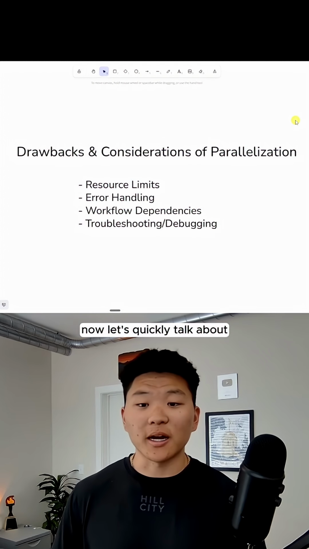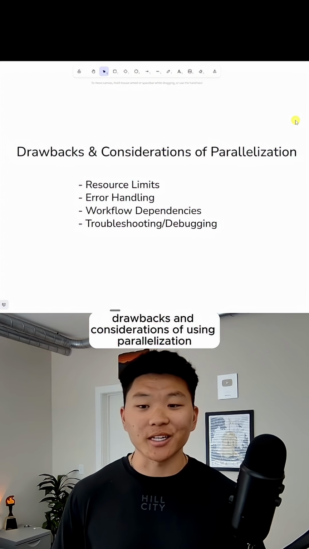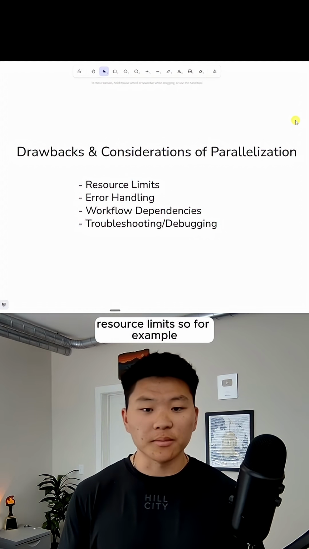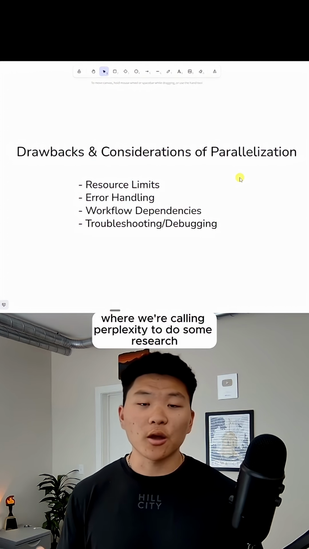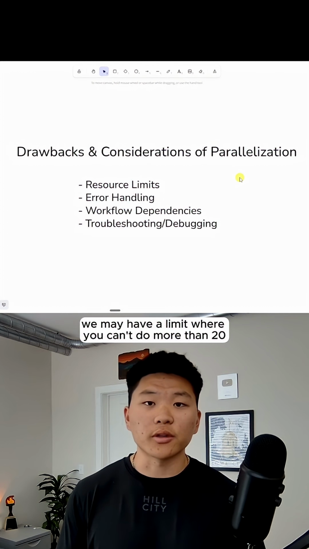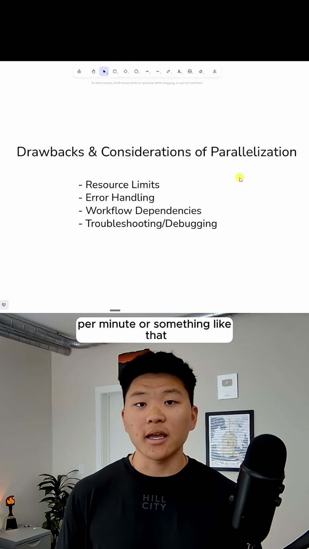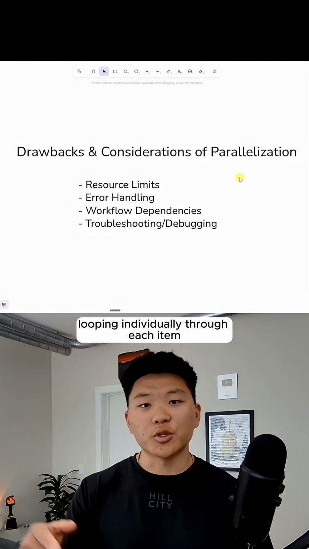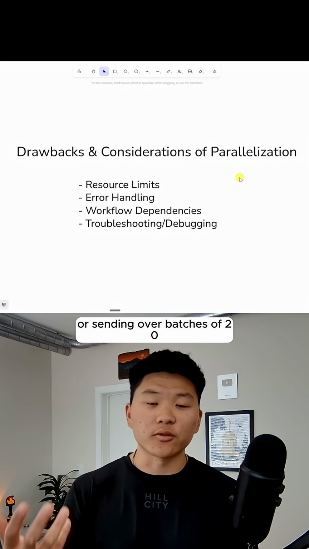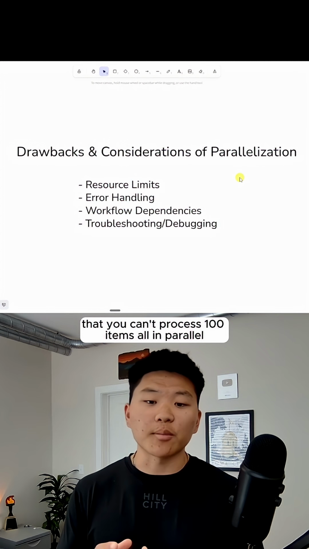Now let's quickly talk about drawbacks and considerations of using parallelization. Resource limits. So for example, in our flow where we're calling Perplexity to do some research, we may have a limit where you can't do more than 20 per minute or something like that. And if you do run into an issue like that, then you do have to consider looping individually through each item or sending over batches of 20 or something like that. You can't process 100 items all in parallel.